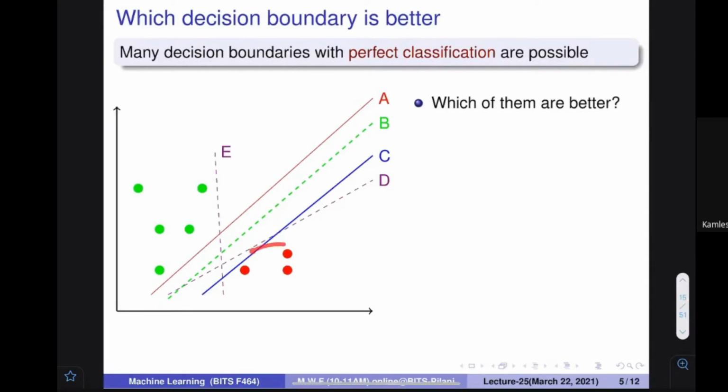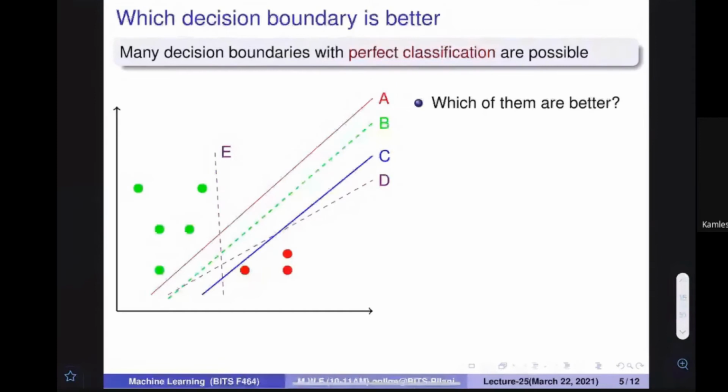All the lines are good because they are classifying the data into the right segments. But they are not equally good. Some can be better. So can anybody tell me which is the best one out of these five choices? B. Okay, why are you picking B? Because it looks like it is in between.